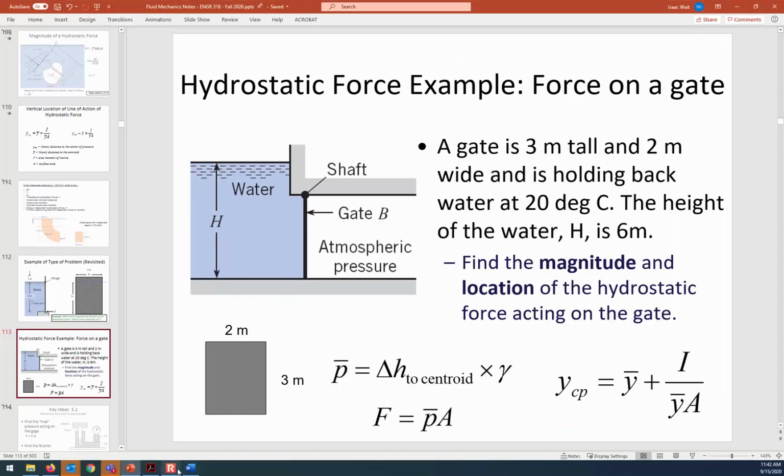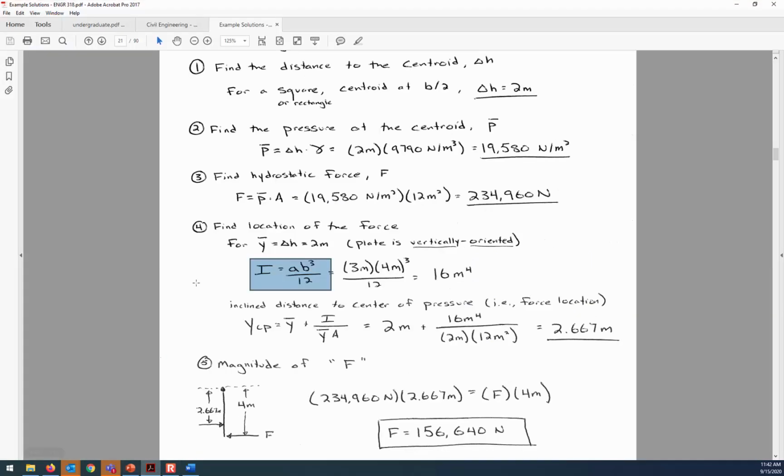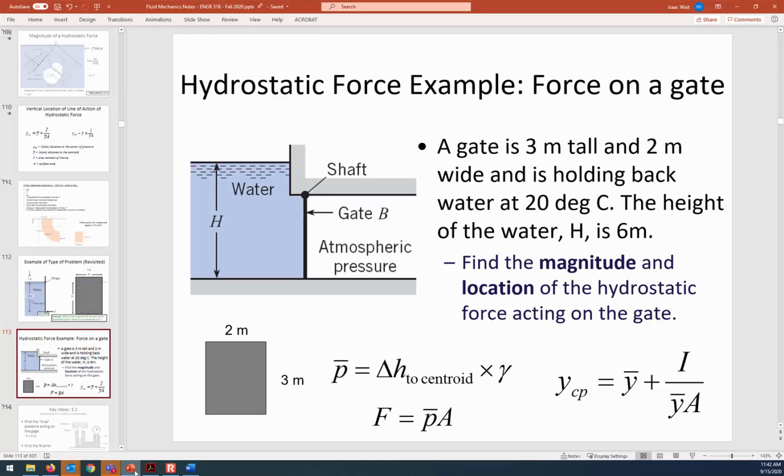If we look at our solution in the previous example: find the distance to the centroid, find the pressure at the centroid, find the magnitude of the hydrostatic force. You can use that same technique here. So you're starting off with finding the depth of the centroid, then the pressure at the centroid is the depth of the centroid times gamma, then the magnitude of the force, and then to find the location of the force, you have to use the formula for YCP.